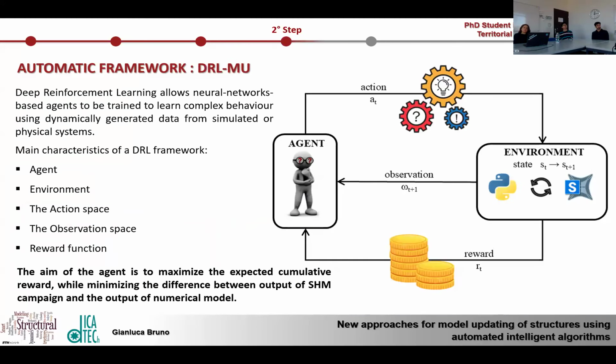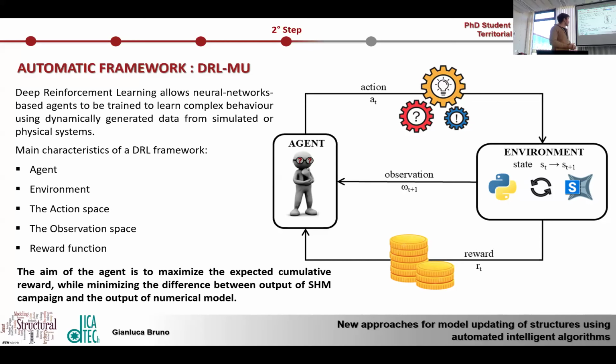So in the second step, I focused my attention on creating an automated algorithm with the use of a deep reinforcement learning agent to solve the problem of model updating. In particular, the aim is to replace the human decision maker during the process of model updating with the deep reinforcement learning agent.